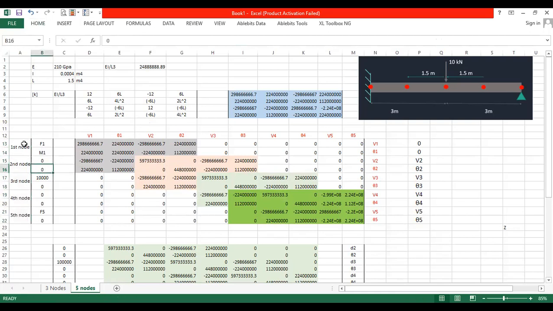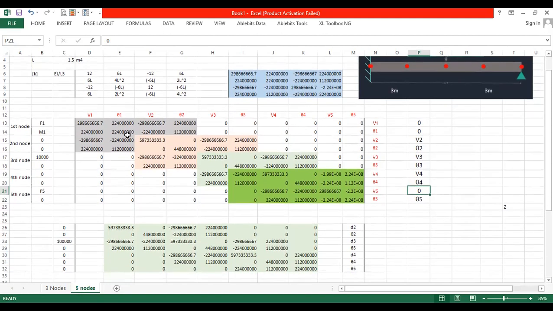At the first node, you have reactions F1 and M1, but the displacements are 0. At the second node, you don't have any loading or bending moment externally, but you have some displacement V2 and theta 2. At the third node, you have some external loading. I'm taking downward forces and displacements as positive, and clockwise moments and rotations as positive. At the fourth node, you don't have any loading or moment, exactly like the second node, but you have V4 and theta 4. At the fifth node, you have a reaction F5 but no bending moment because of the pin support, so there is a rotation theta. V5 is 0 because it can't move in the vertical direction, and it has a reaction.